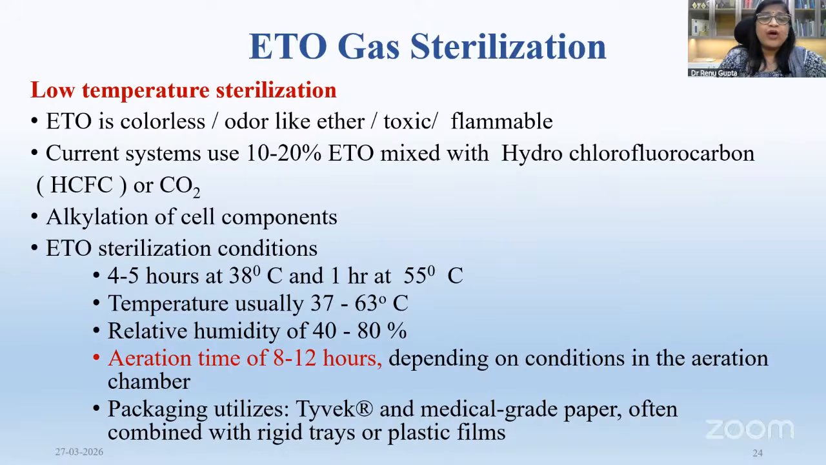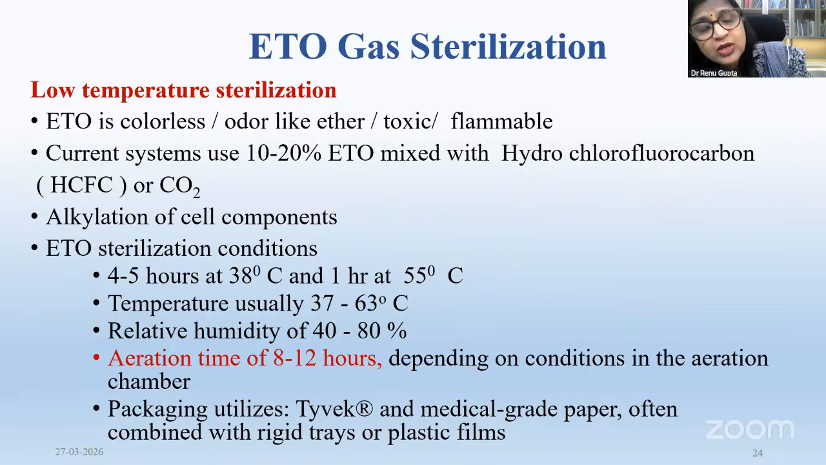Contact time of 4 to 5 hours is required at 38 degrees centigrade and 1 hour is required at 55 degrees centigrade. Again, please, one very important thing: ETO is a very, very toxic gas. So it just penetrates, but we have to remove this ETO by aeration, by purging in air into the machine. And aeration takes about 8 to 12 hours depending upon conditions. There are some machines which require fewer hours of aeration.